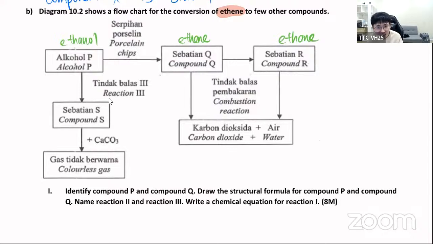Yes, you see, compound S is actually the next one. Alcohol can do reaction 3 and then become compound S, and then S added to calcium carbonate gives you a colorless gas. Guys, what added to CO3 can give you a colorless gas? First of all, what colorless gas is this? If you've got CO3, most likely your colorless gas is supposed to be carbon dioxide.